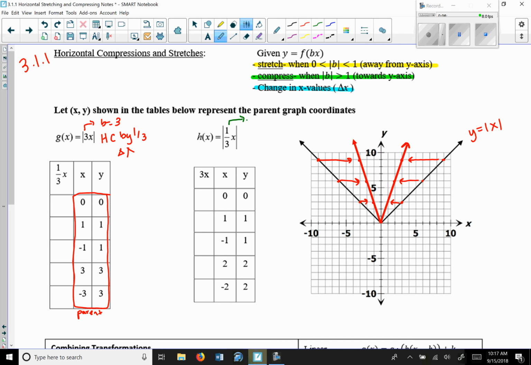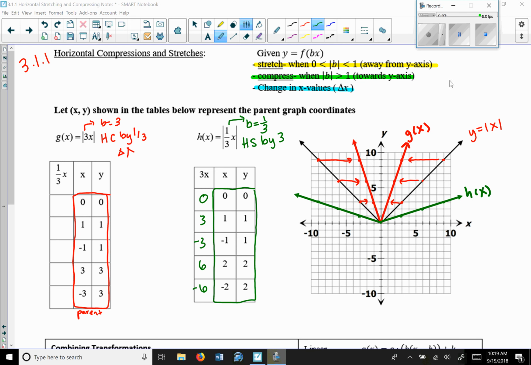So our b value is equal to 1/3, which tells me this is a horizontal stretch by 3. So these are parent graph values again. And now we're taking those parent graph values and multiplying the x values by 3. So if we start at 0, 0 times 3 is 0. 3 times 1 is going to be 3. 3 times negative 1 would be negative 3. So 1, 2, 3. Oops, that's a little too far over. And then 3 times 2 is 6, and 3 times negative 2 is negative 6. And if we did 3 times 3, we would get 9, and 3 times negative 3 would be negative 9.